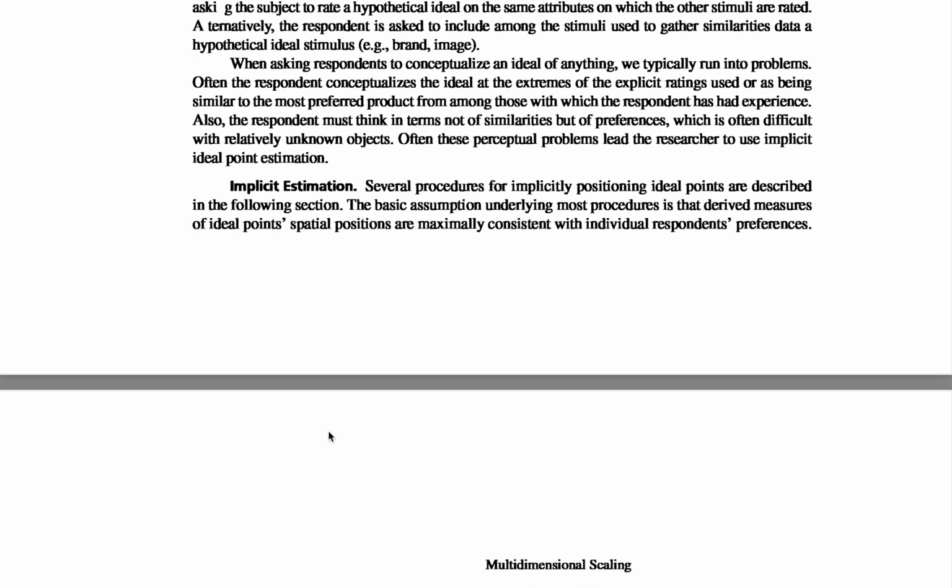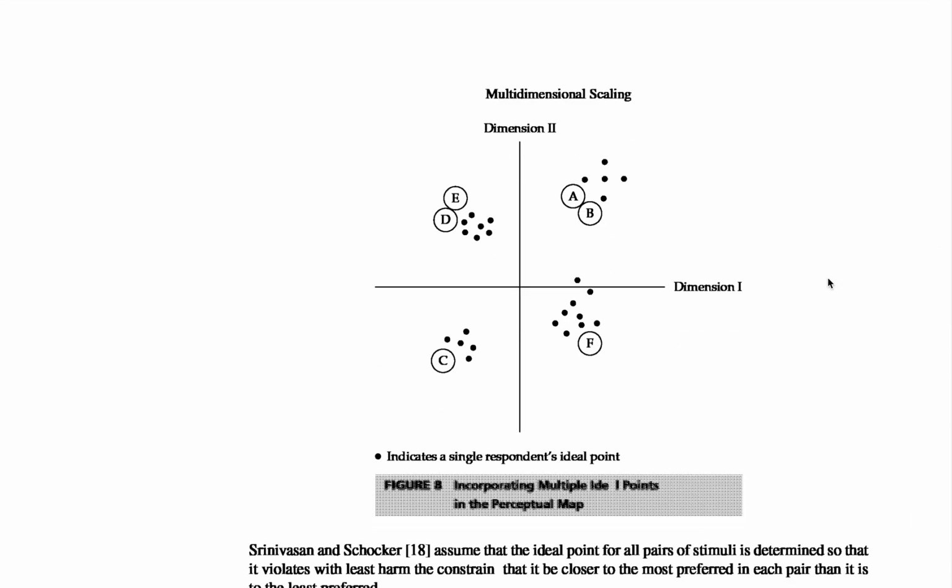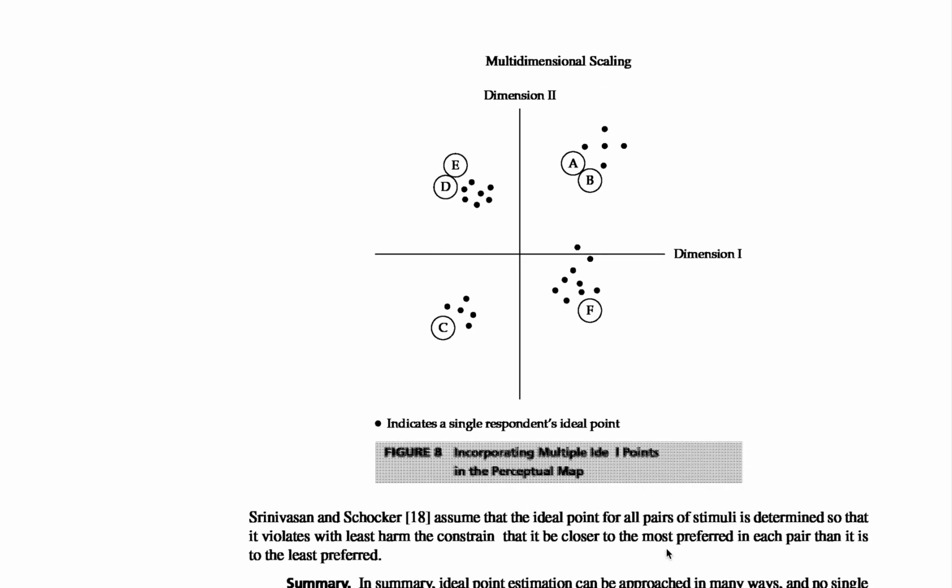Implicit estimation. Several procedures estimate ideal point positions implicitly, and they are described in the following section. The assumption underlying most procedures is that the measurement of the ideal point's spatial position is maximized to be consistent with individual respondent preferences. These are the multidimensional scaling procedures that incorporate multivariate ideal points into the perceptual map.